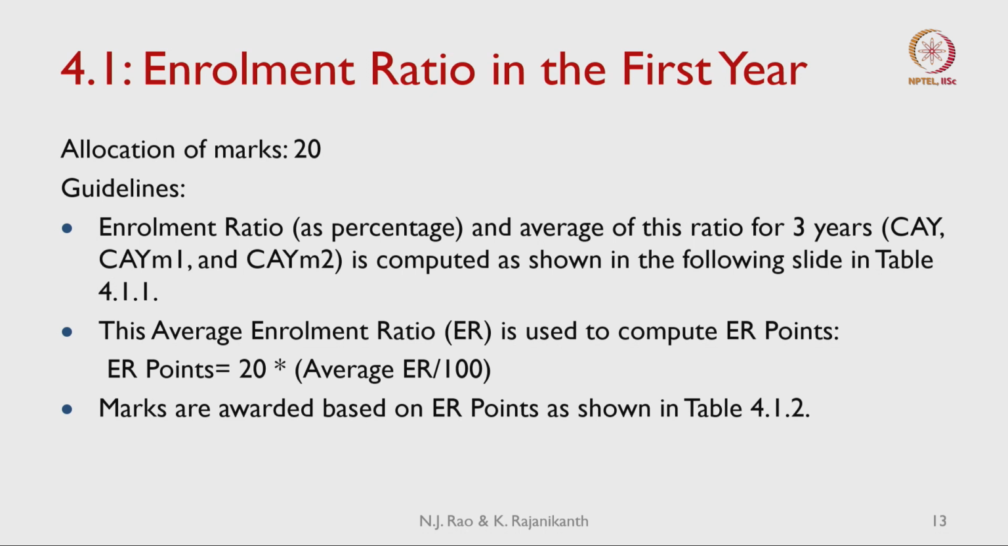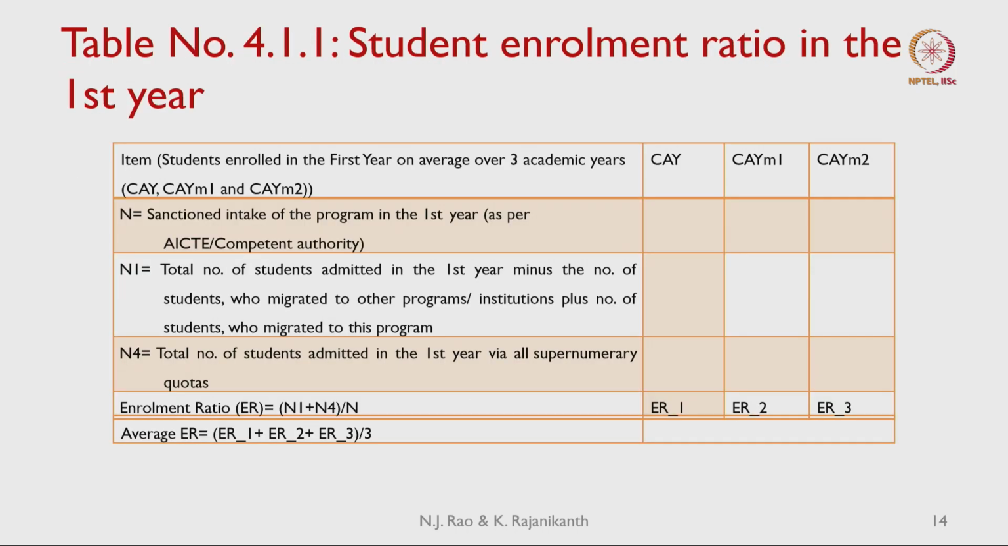And this average enrollment ratio is used to compute what are called enrollment ratio points, which is 20 multiplied by that average enrollment ratio. Then marks are awarded based on the ER points as shown in the table. So, this is how it is done. CAY, CAY minus 1, CAY minus 2. There are 3 year data which is provided in 3 columns.